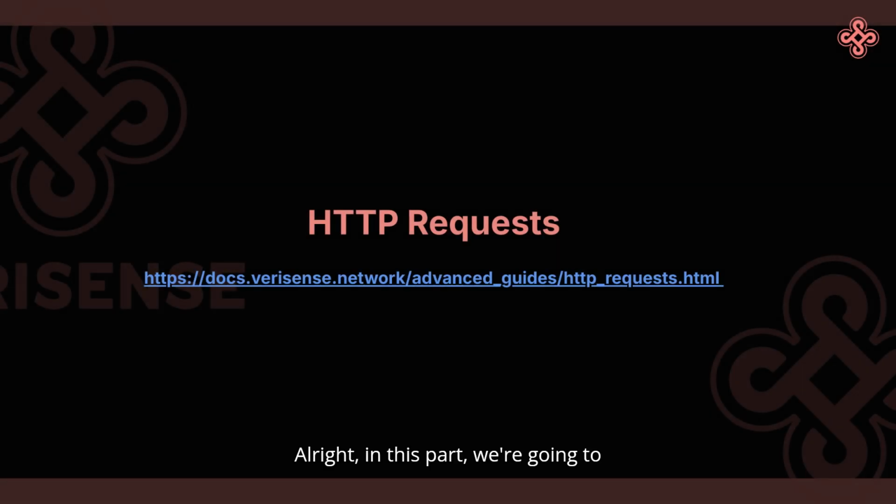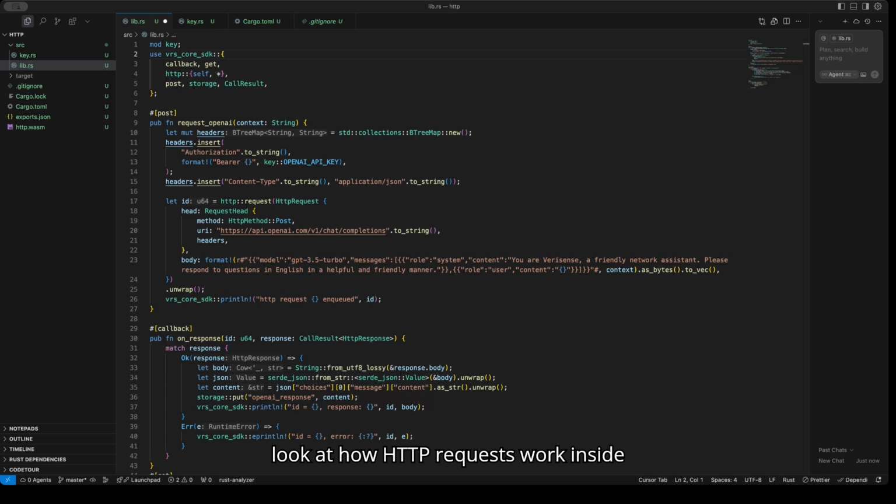Alright, in this part, we're going to look at how HTTP requests work inside VeriSense. Sometimes we need to call external APIs, for example, to get data or to interact with AI models. Here, we'll use OpenAI's API as an example. Let's walk through the code step by step.